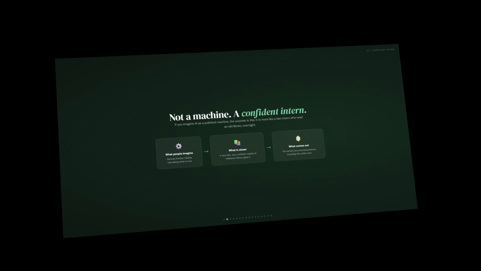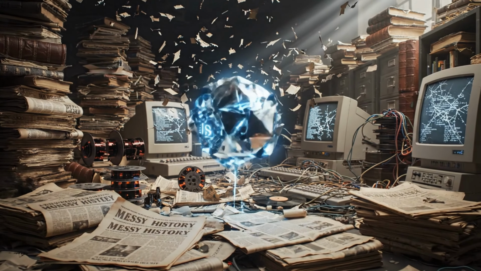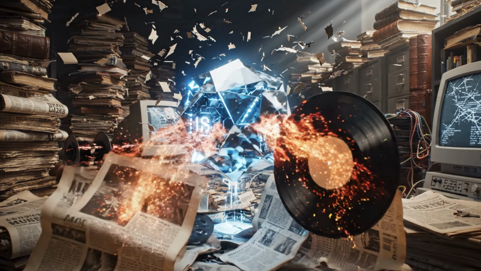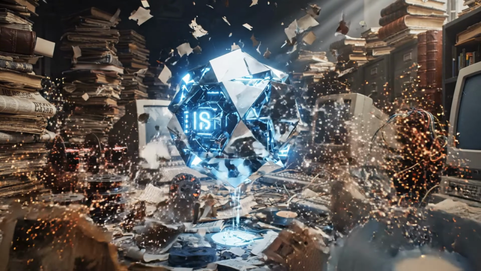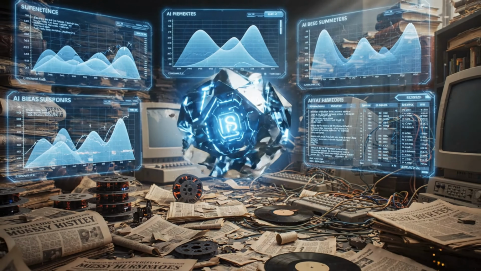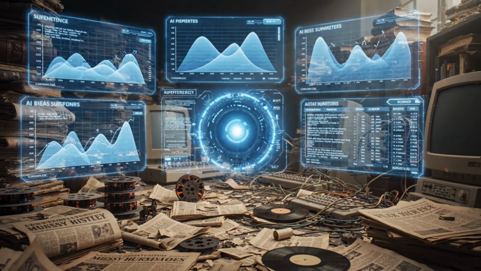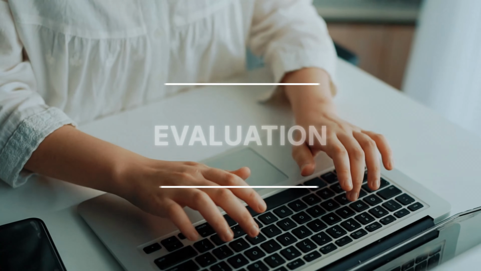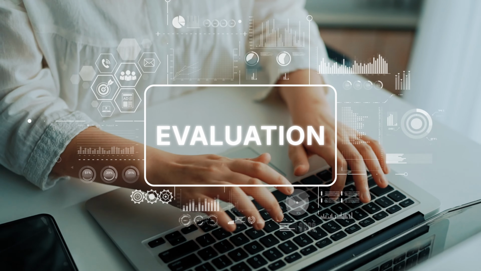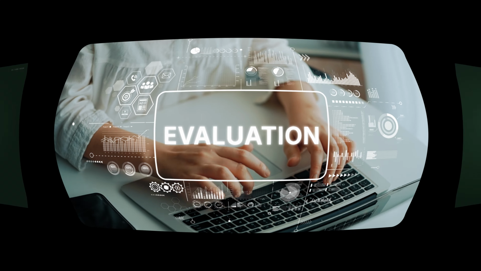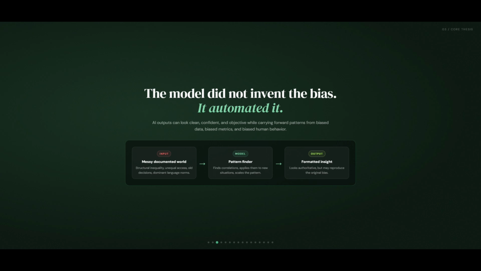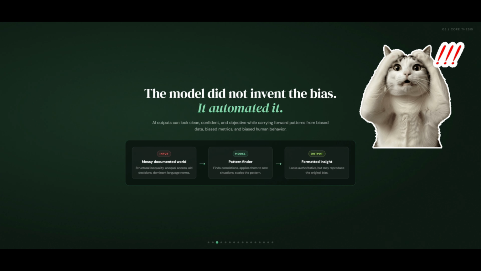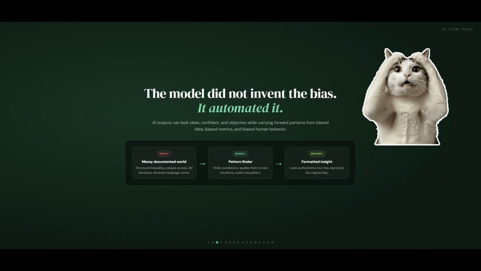Well, AI doesn't calculate the truth. It mirrors the messy, biased world we have already documented in our data and hands it back to you formatted as an insight. The model didn't invent the bias. It just automated it. And if your team is using AI for hiring, writing, performance evaluation, marketing, or data analysis right now, at least some of these biases are already in your outputs. Most are going completely unnoticed.